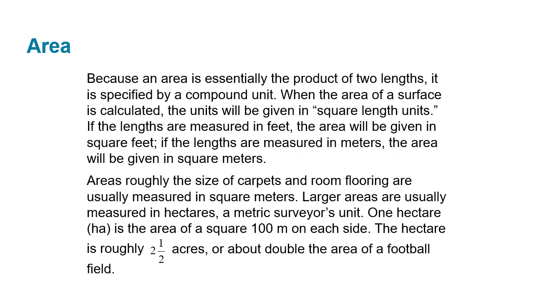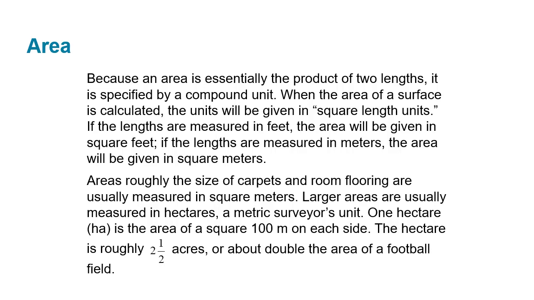Because area is basically just the product of two lengths, it's always going to be specified by compound units like square feet, square miles. Well, same thing with square meters, square kilometers, that kind of thing. But we also have hectares and acres, right? We've talked about those acres with the U.S. Customary system. And a hectare is a square that's 100 meters on each side.